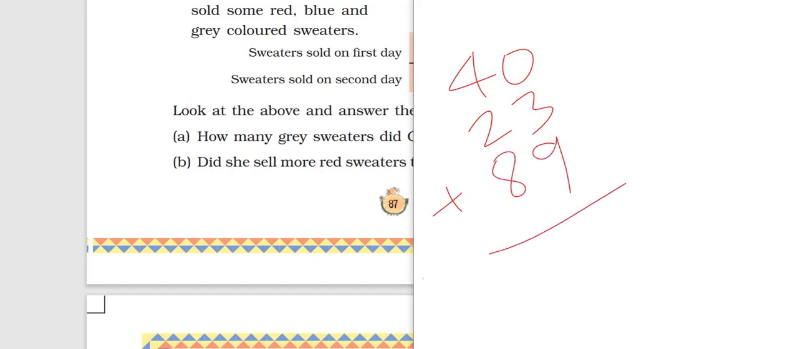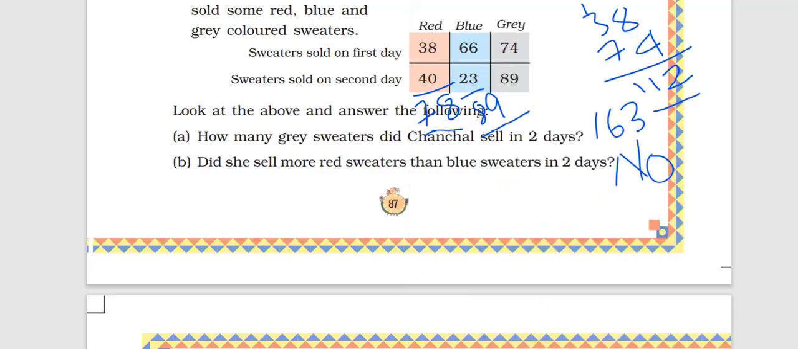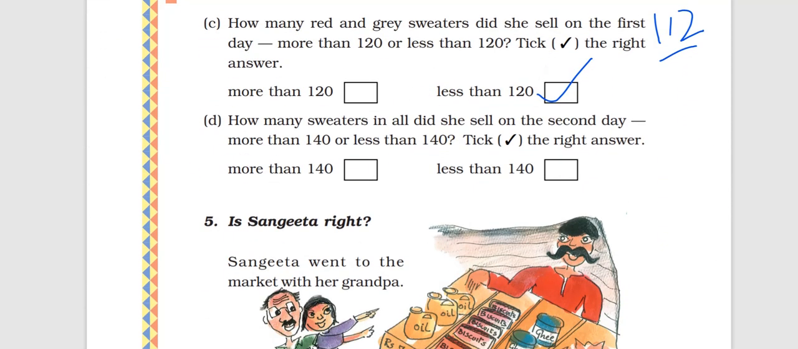9 plus 3 is 12, which means 10 and 2 ones. I put the 2 ones in the ones column and carry the 10 ones as 1 ten into the tens column. 1 plus 4 plus 2 plus 8, I have 15. 152, which is more than 140.